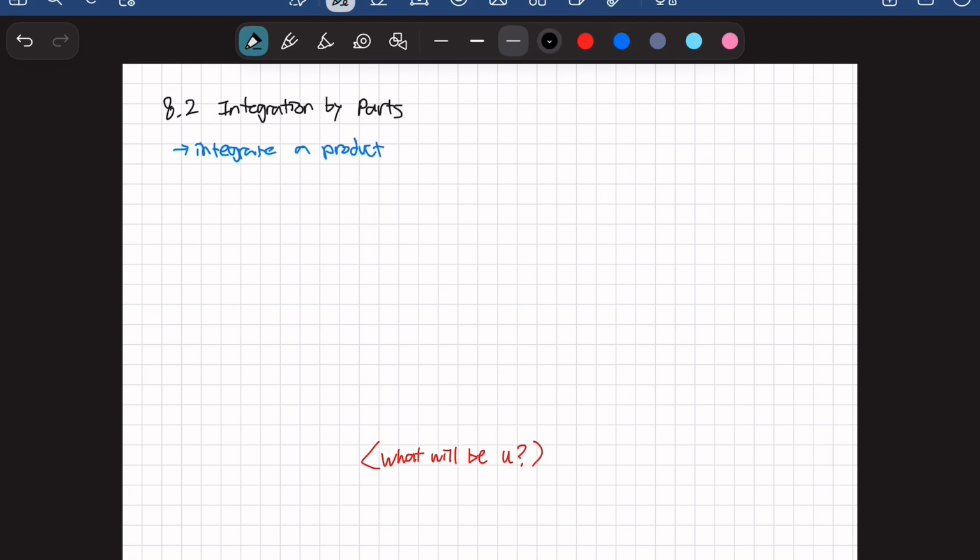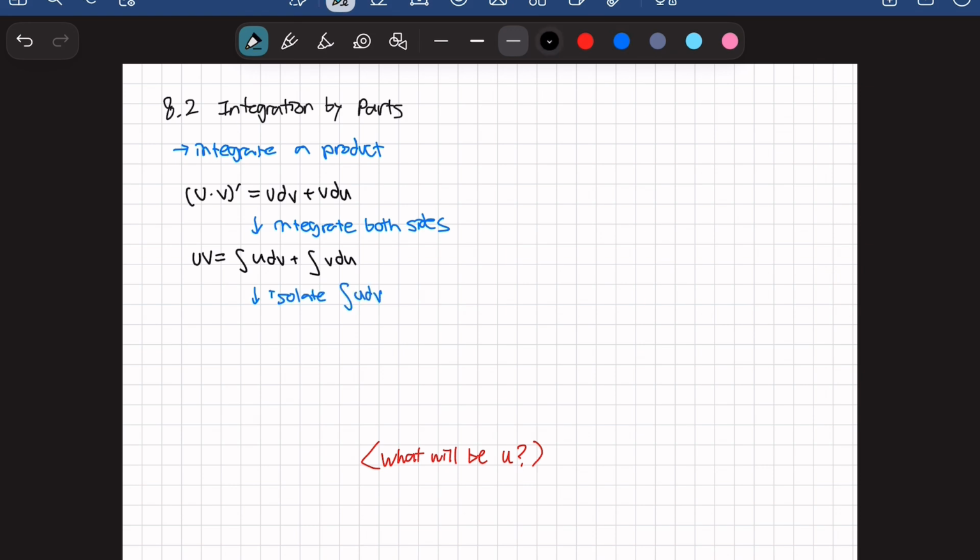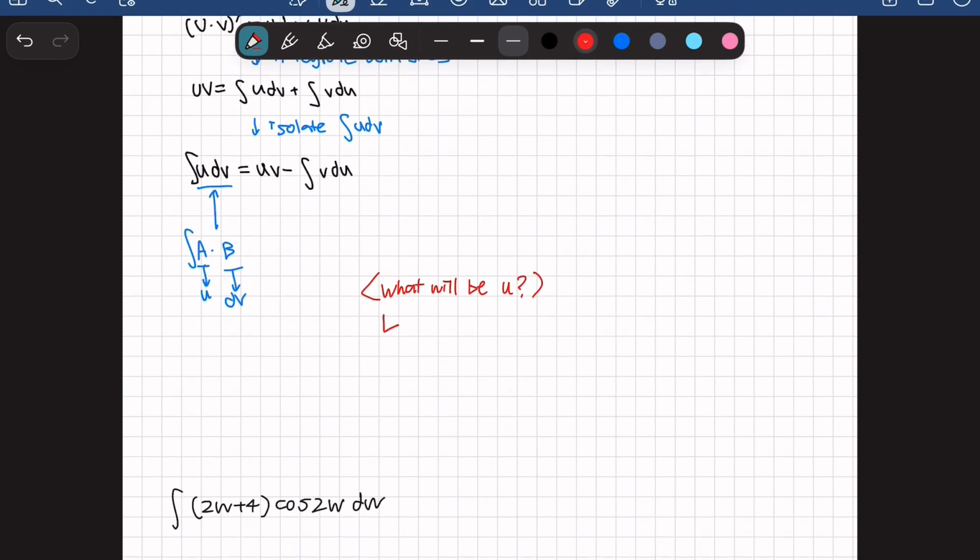So where does the formula come from? We start with the product rule from differentiation, which we learned in the last chapter. Then we integrate both sides, which gives us uv equals integral u dv plus integral v du. And then we isolate integral u dv to get the final formula for integration by parts. Here, one function will represent u and the other one will represent dv.